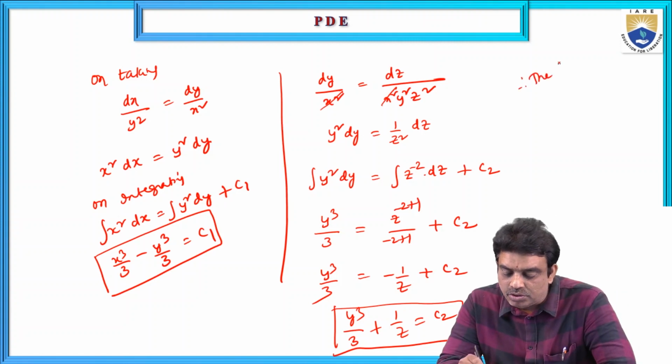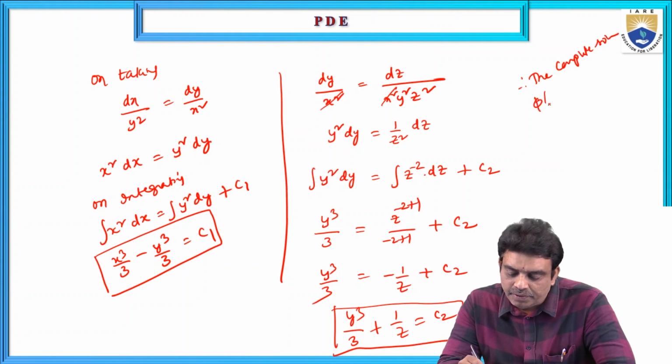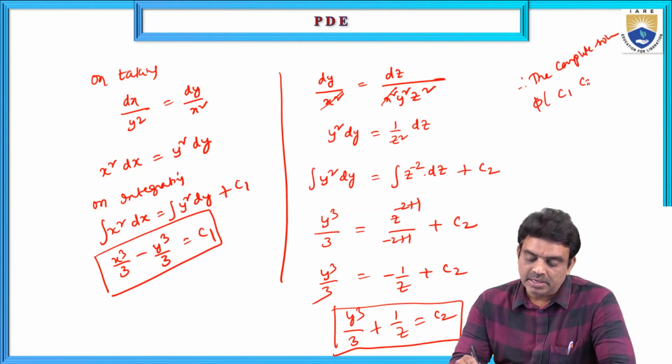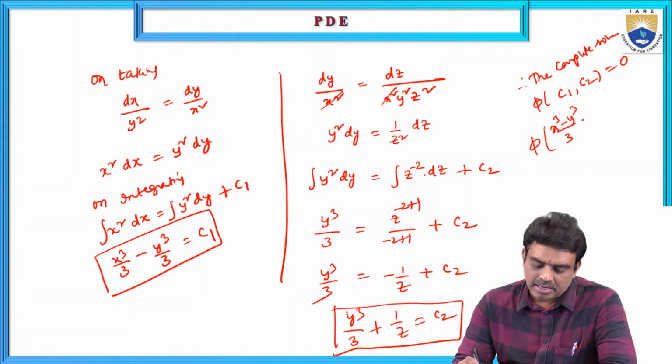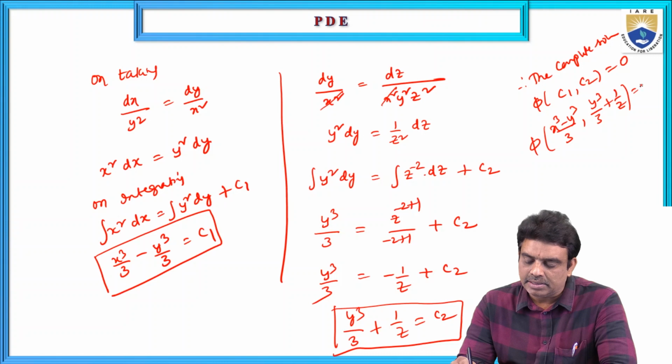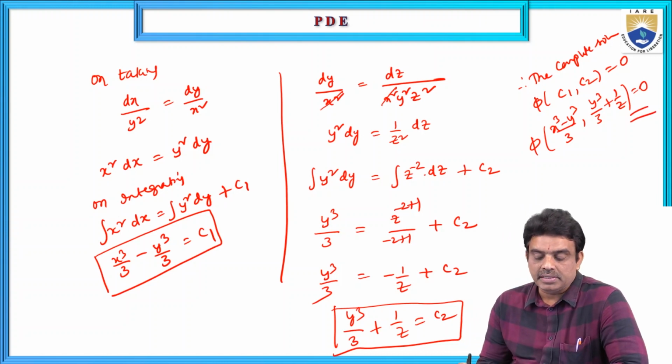Therefore, what is the required solution? The complete solution is given by phi of c1 comma c2 is equal to 0. Phi of x cube minus y cube by 3 comma y cube by 3 plus 1 by z is equal to 0, which is the required solution of the given differential equation.